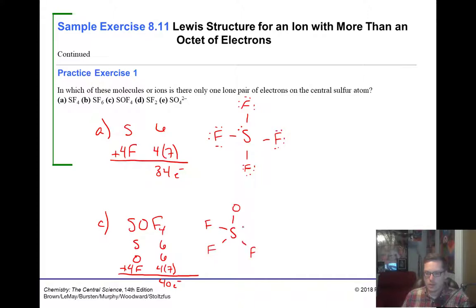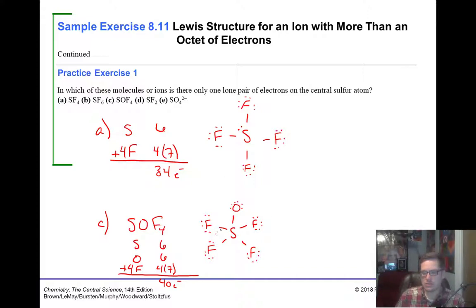All right, and then we'll give everything a full octet. So 2, 4, 6, 8, 10, 12, 14, 16, 18, 20, 22, 24, 26, 28, 30, 32, 34, 36, 38, 40. So you might be thinking to yourself, oh, this is pretty good. We've used 40 electrons. We had 40 to work with. So this must be the Lewis structure.